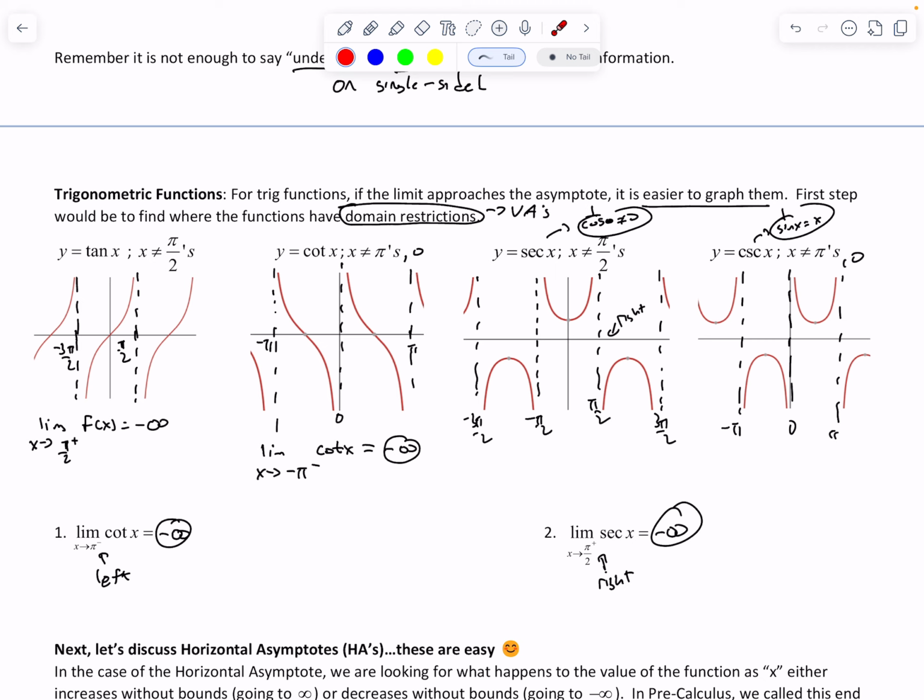All right, so tomorrow we're going to take a look at what happens at a horizontal asymptote. And I promise you, that's the easiest thing you'll ever do all year long.